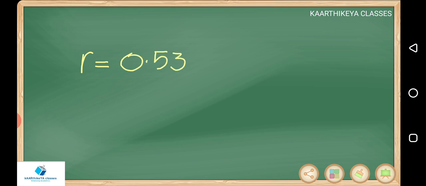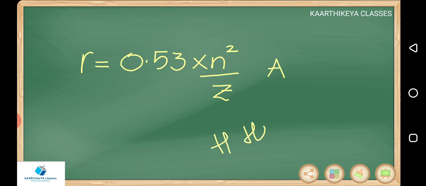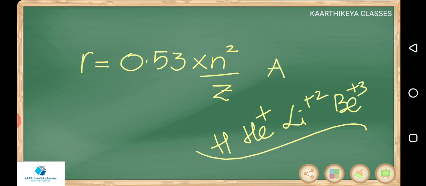0.53 into n square by Z angstrom, where n is the principal quantum number. Here you can say 1, 2, 3, 4 are the orbit numbers, and Z is the atomic number. As we know, Bohr's model is applicable for only one-electron systems, so you can apply it for hydrogen, helium plus, lithium plus 2 and beryllium plus 3. So the Z value changes and n also changes. So remember this formula: r is equal to 0.53 into n squared by Z angstrom.